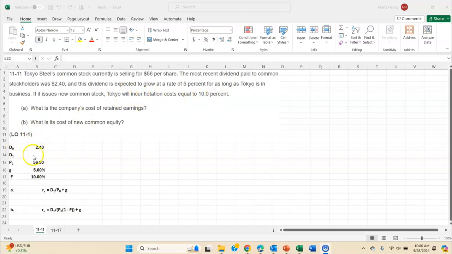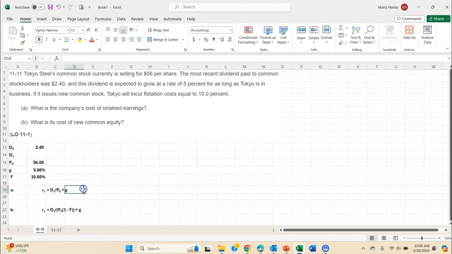So I built a little table down here. We've got D0 equal to 2.40, P0, the current price, is $56. We need D1 to do the calculation. Growth rate 5%, flotation costs 10%. So the formula for the first one, R sub S, the cost of retained earnings in the book's terminology, is D1, the expected dividend, divided by the current price, plus the growth rate.